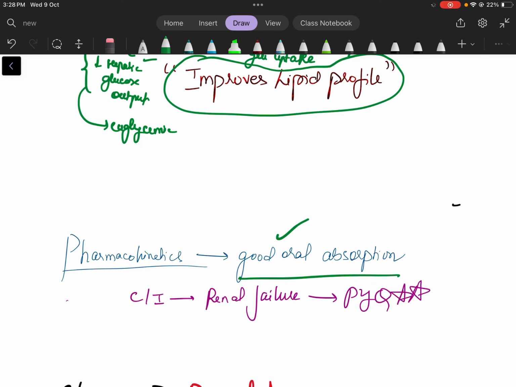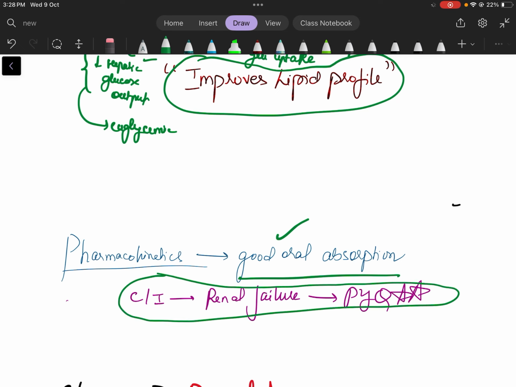So of course it has good oral absorption. The second point is it is contraindicated in renal failure. This is a question which has been asked many times both in your INI as well as NEET exam. So what is happening is metformin is excreted via your kidneys. So it is basically excreted via your kidneys unchanged.